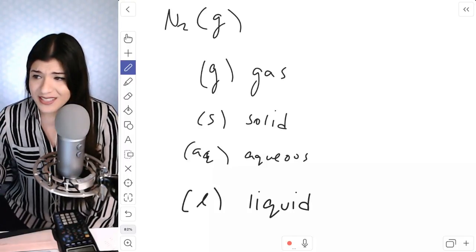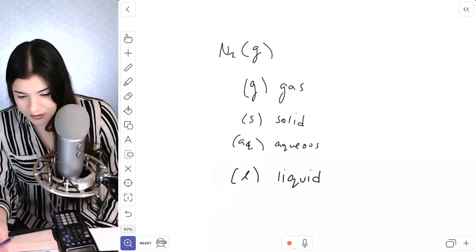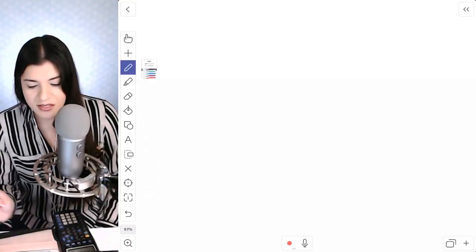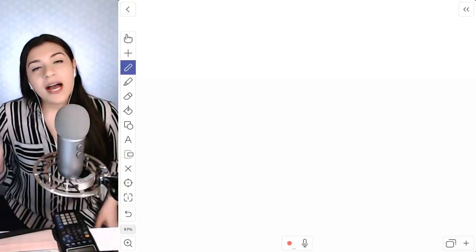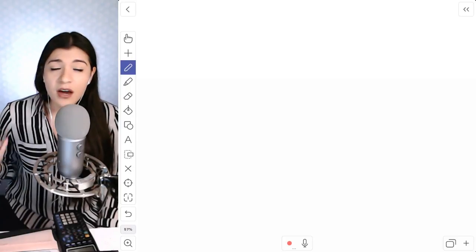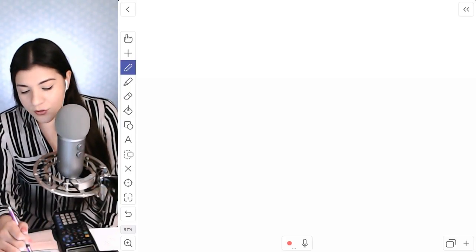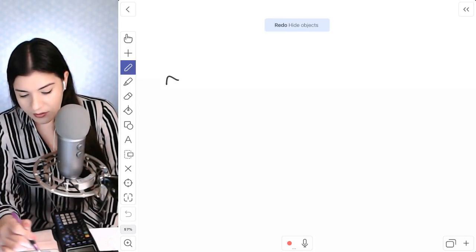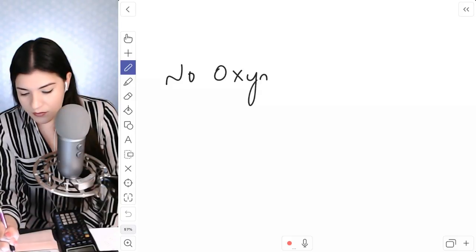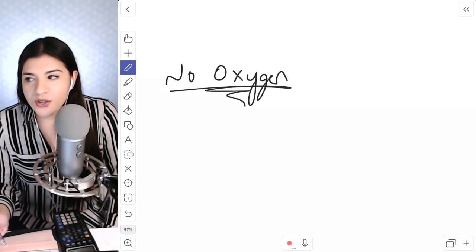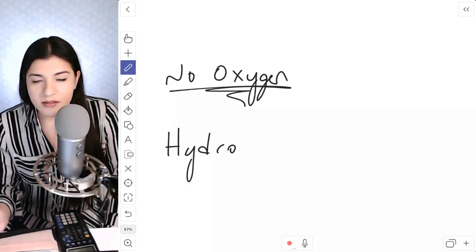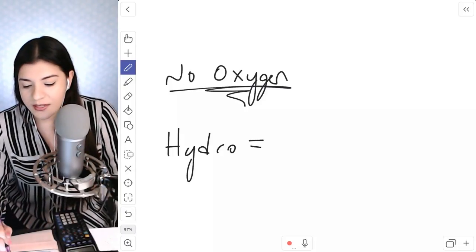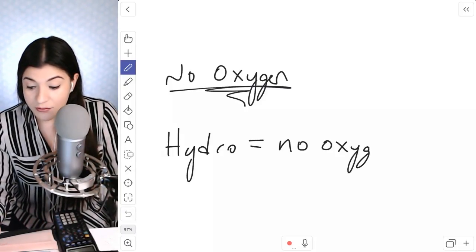Let me go over naming acids. All right, so naming acids, there's going to be two different types of acids that you would see, some that contain oxygen and others that do not. So our first type, the one that has no oxygen. How you can tell there's no oxygen, there's going to be a prefix that states hydro. So hydro isn't talking about hydrogen, it's actually giving you a hint and saying there's no oxygen involved.